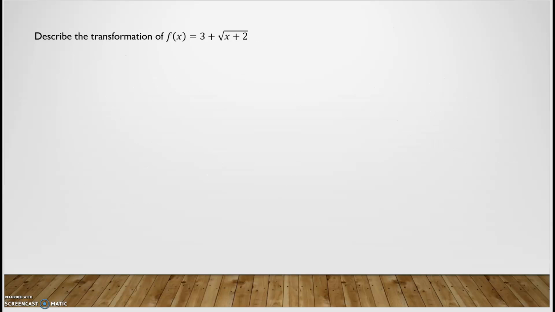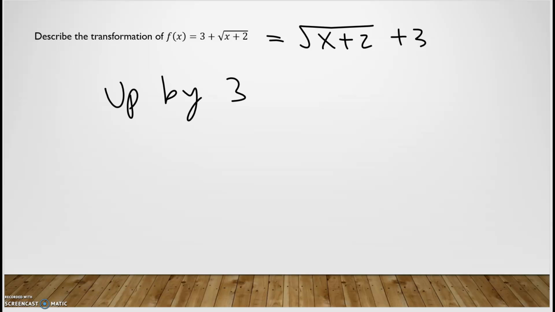Okay, describe this transformation. Now notice you could write this as the square root of x plus 2, plus 3. So we went up by 3 units, and we went to the left, because that's a positive, left by 2 units.